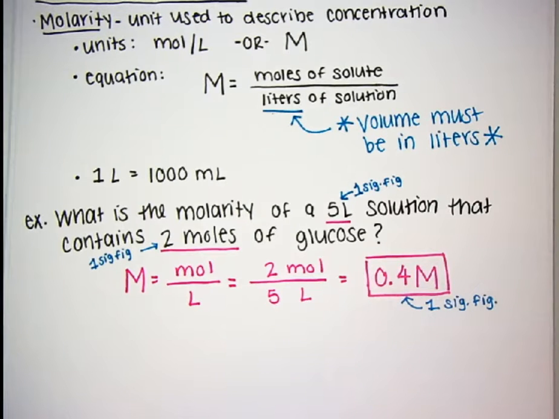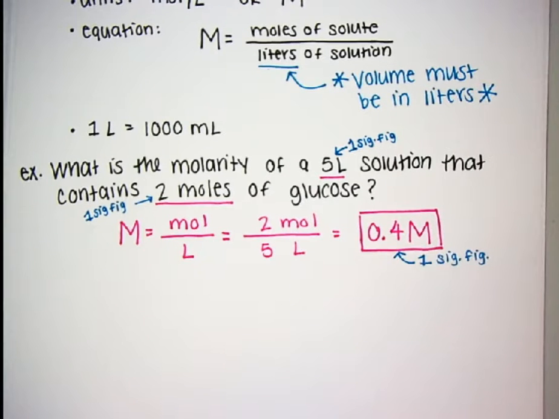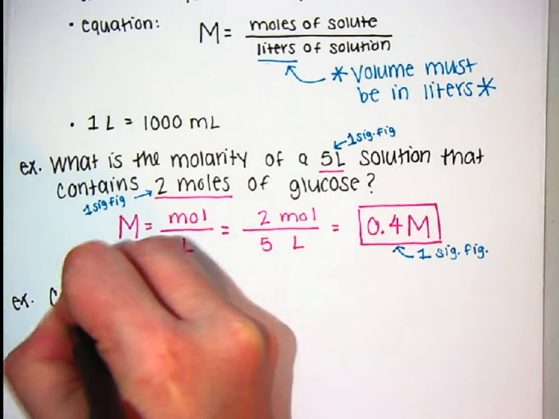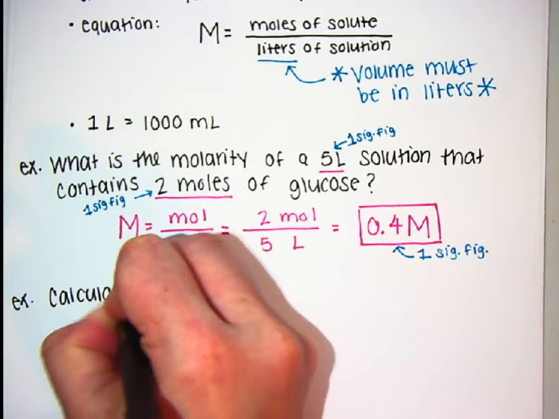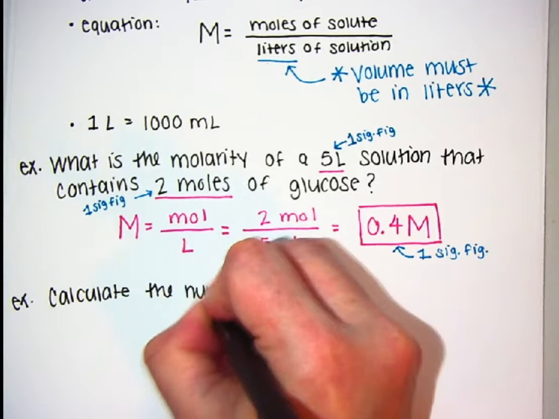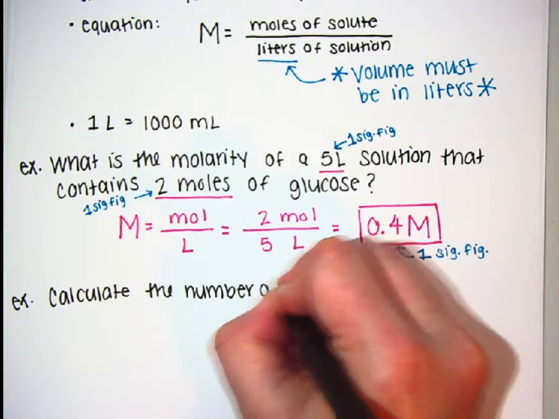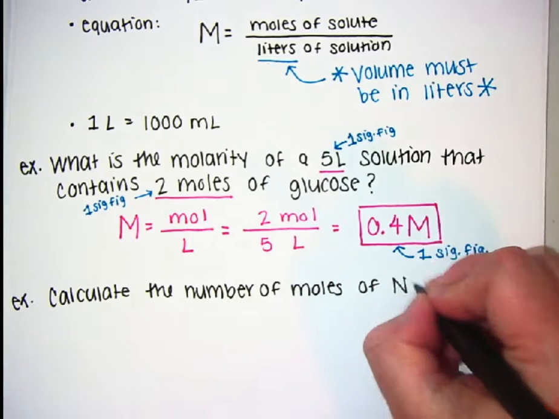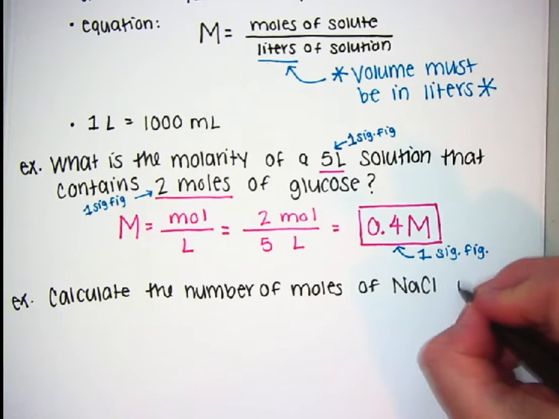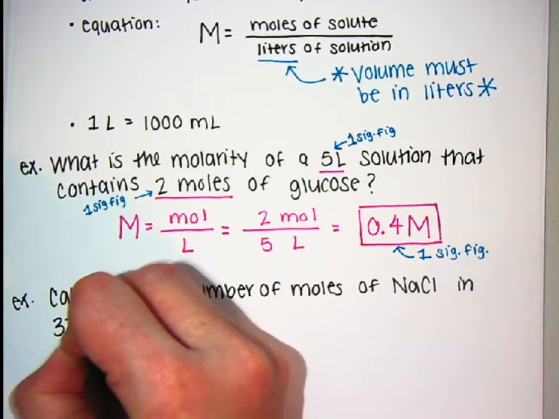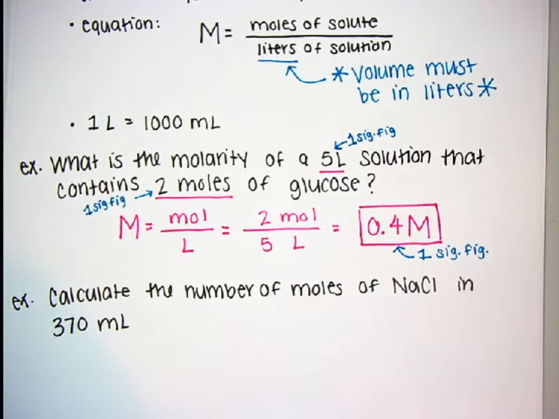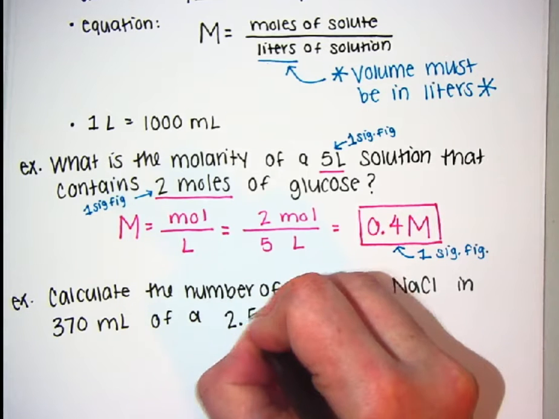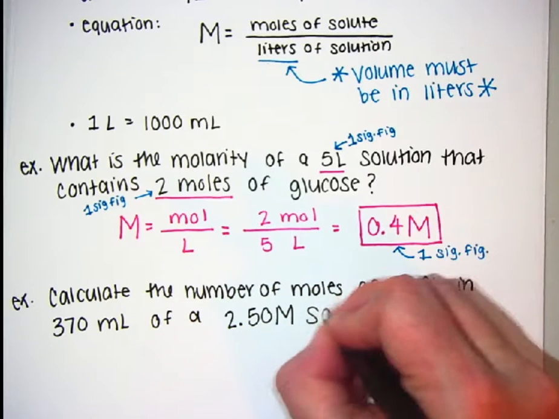Alright, let's try another. This time, let's solve for moles. Let's say you were asked to calculate the number of moles of NaCl in 370 milliliters of a 2.50 molar solution.